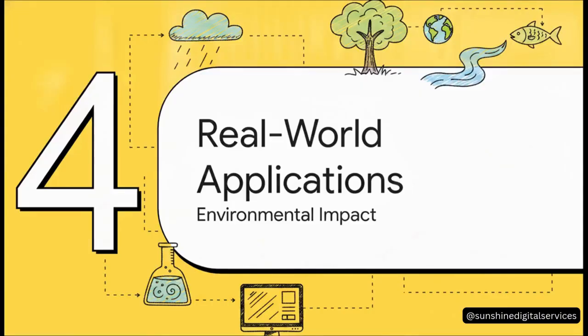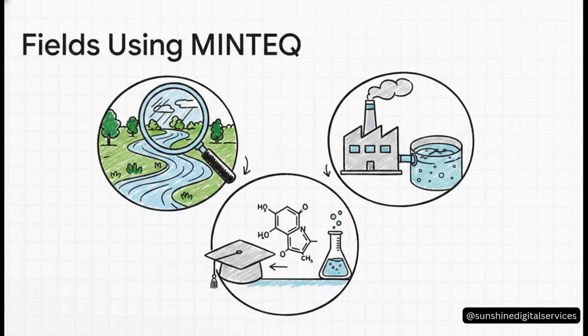Section 4. Real-world environmental applications. Let's shift gears a bit and look at the real-world stakes here to see how this tool actively protects our environment on a daily basis. MINTEQ is relied on heavily across a bunch of critical fields. In water quality assessment, it models water bodies to pinpoint pollution sources and predict contaminant impacts long before they can devastate an ecosystem. For industrial waste management, factories and engineers use it to predict how their specific waste products will behave if discharged. That lets them design much safer, highly effective waste treatment processes right from the start.